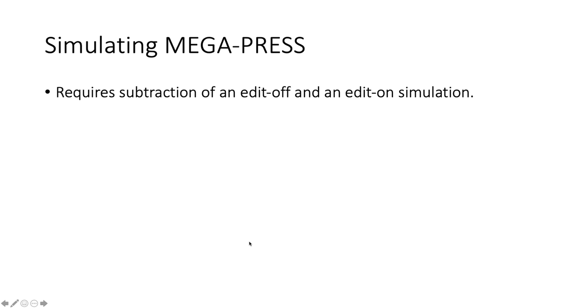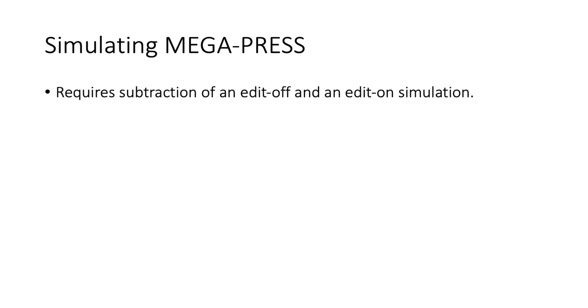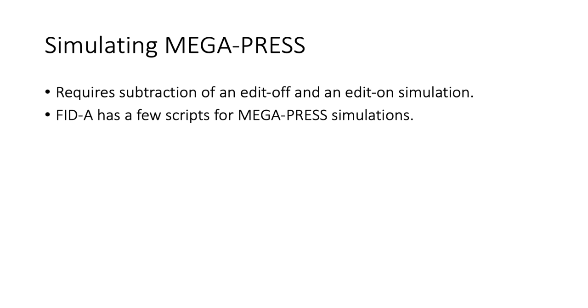Lastly, what I showed you before was simulating the simple PRESS sequence, but since we're at the editing school, I thought it would be good to show simulations for an editing experiment like MEGA-PRESS. So in order to do this, we need to simulate both an edit on and an edit off experiment, and then we have to subtract them.